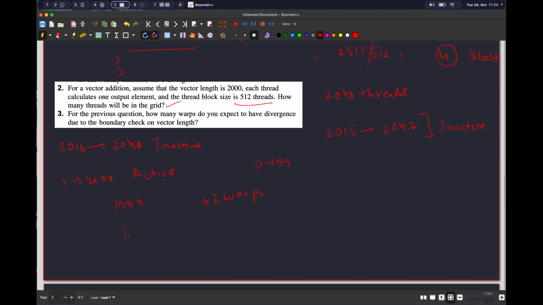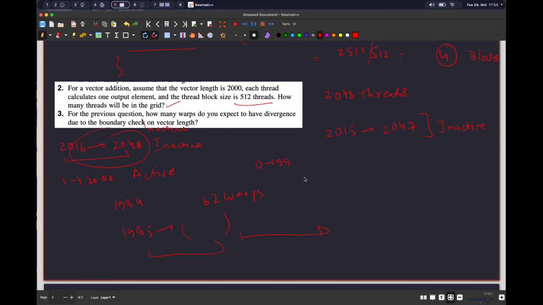And after this, in the range of 1985 to wherever the next warp ends, it will show divergence. And the last warp, which is 2016 to 2048, will not show any divergence because all of them will be inactive threads.